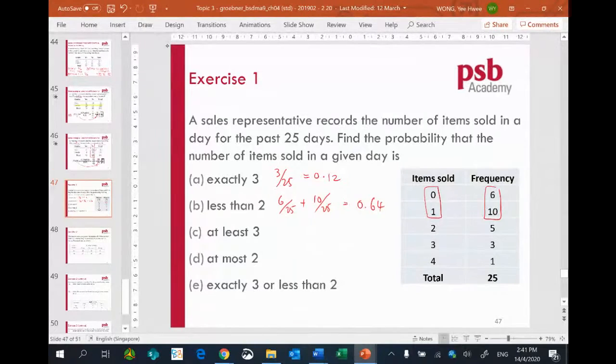At least 3. At least 3 means 3 or more. So it will be 3 over 25 plus 1 over 25. So you get 4 over 25, which will be 0.16.